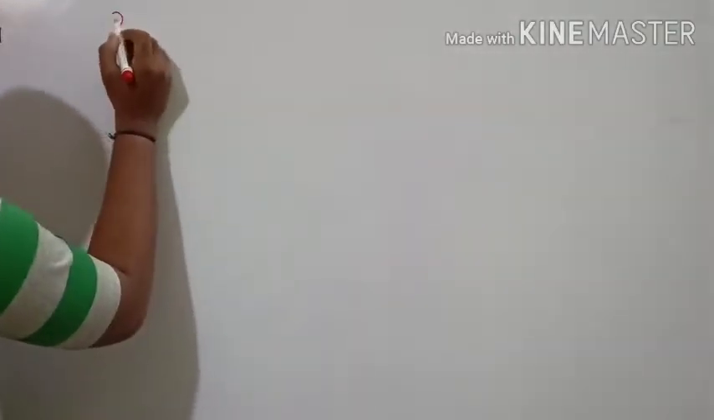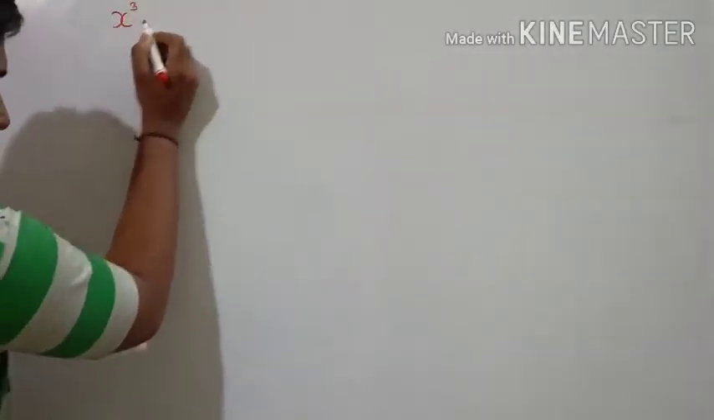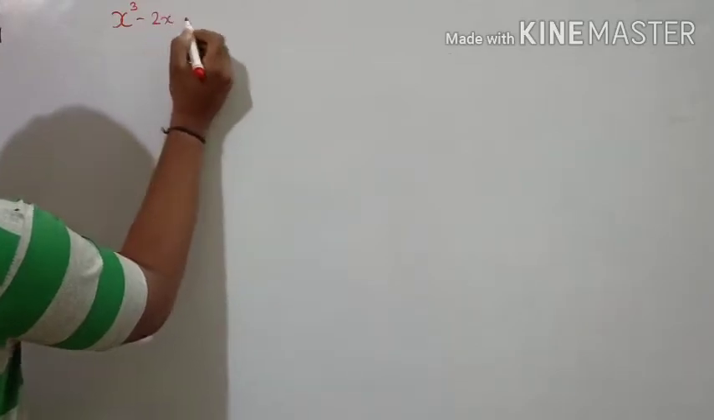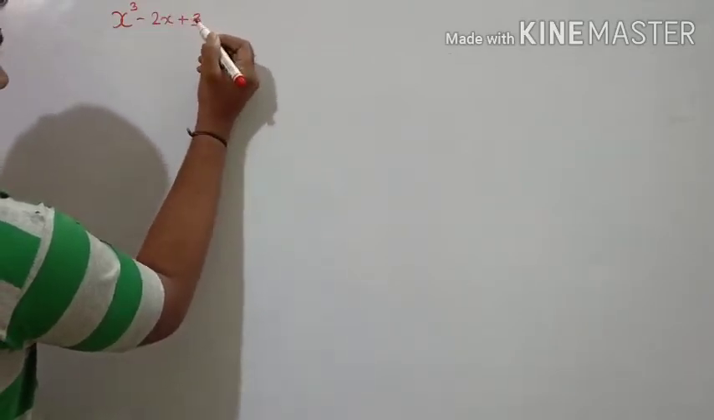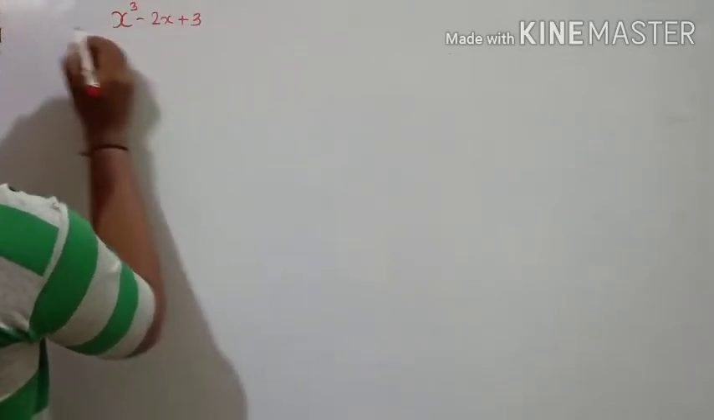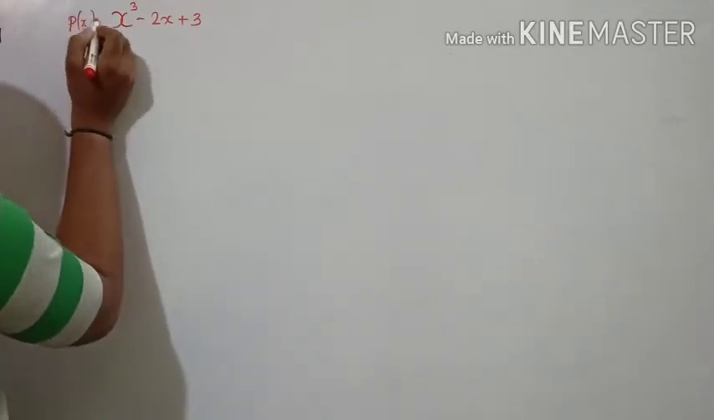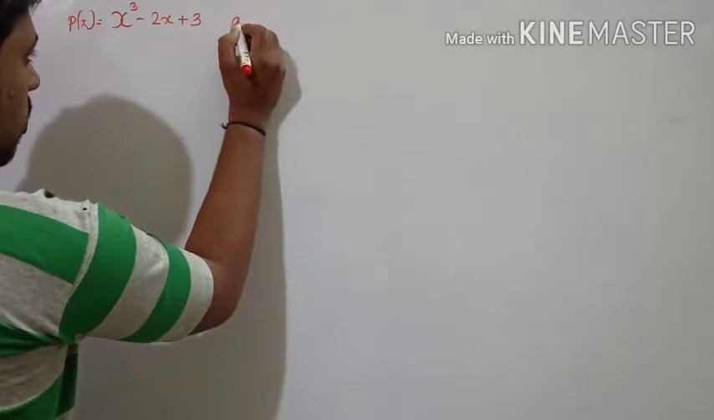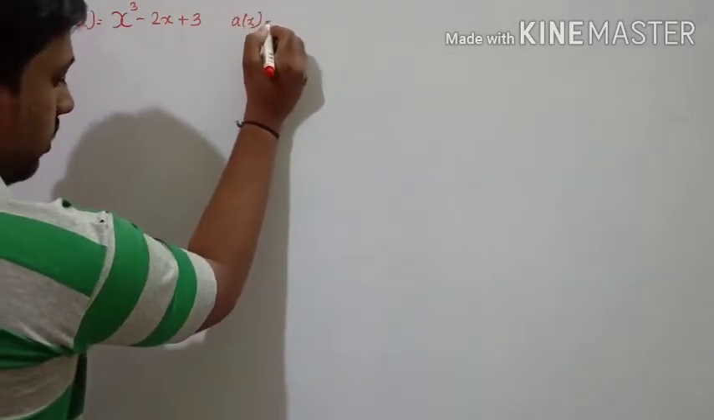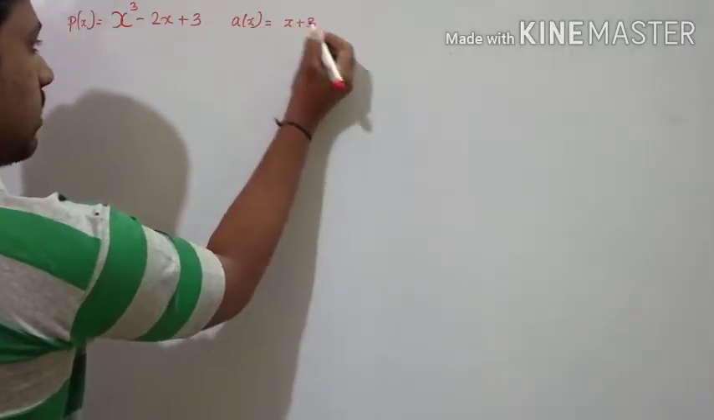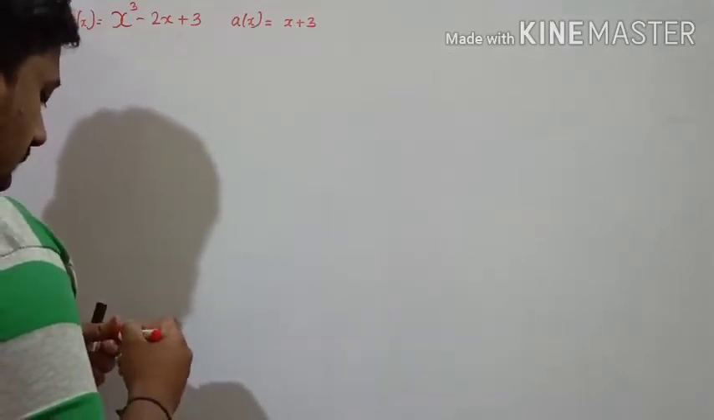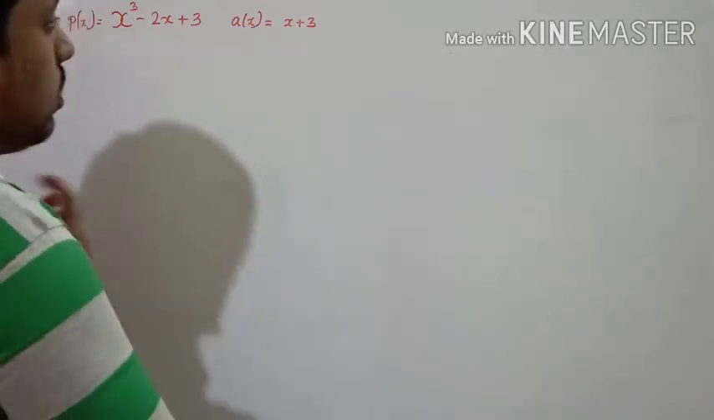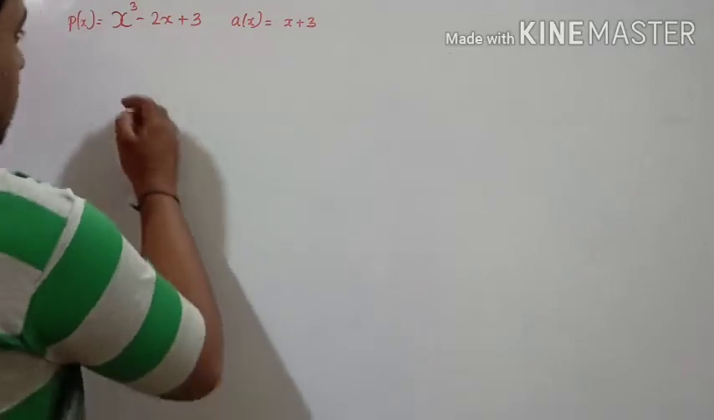So the problem is, let me take a cubic polynomial: p of x is x cube minus 2x plus 3, and a of x is given by x plus 3. We need to divide this and prove the division relation. So this is the equation.